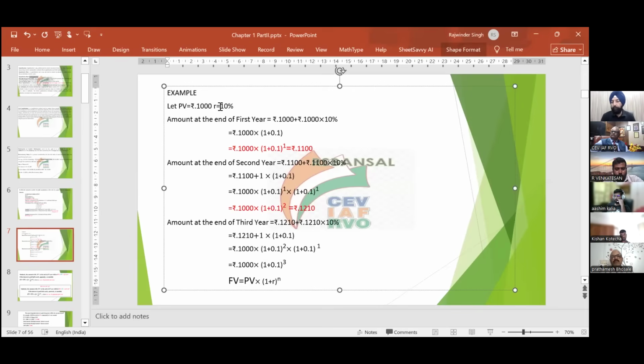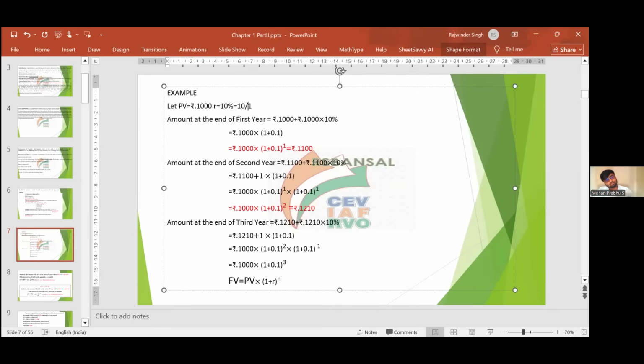So what does this 10% mean? It means 10 upon 100. Percent means 1 upon 100. It means 0.1. So your rate of interest is 0.1.